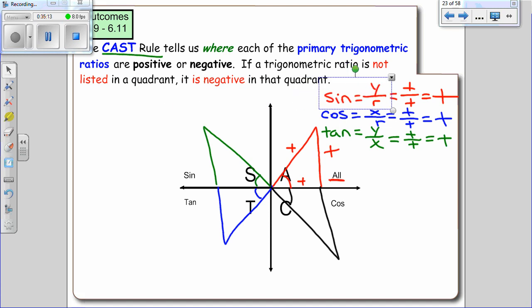No, your R value is always positive. Always. And that's important to know. R is always positive.